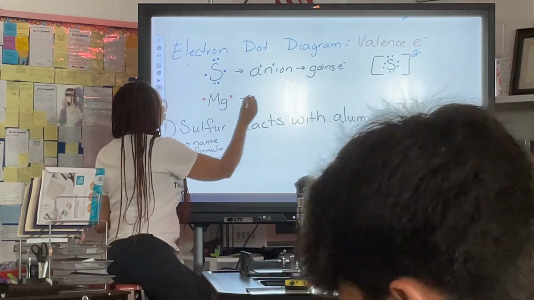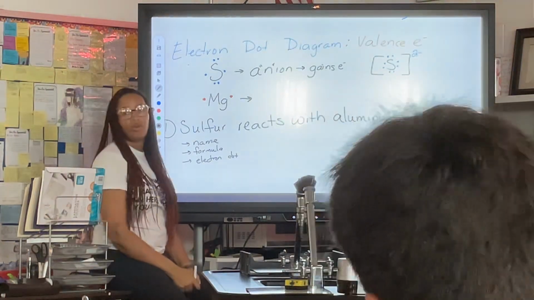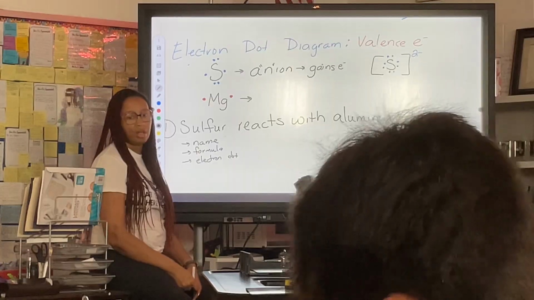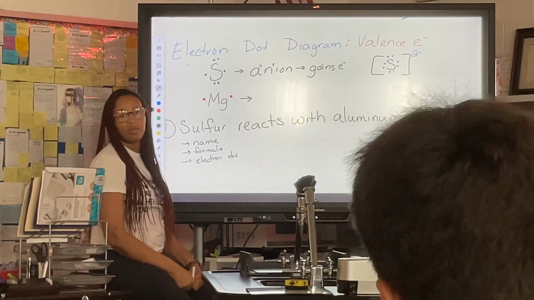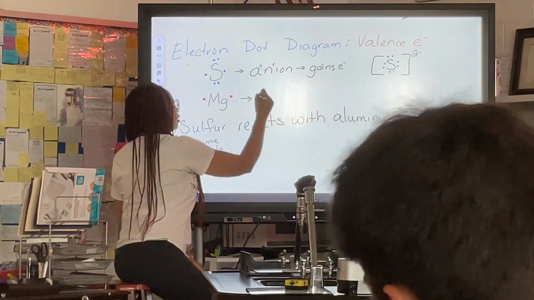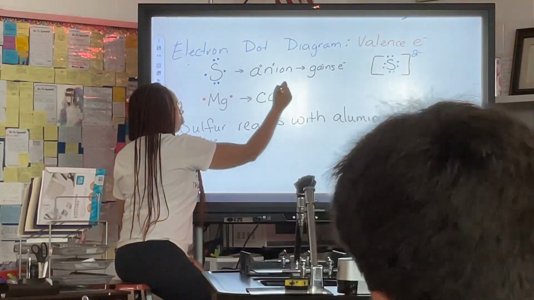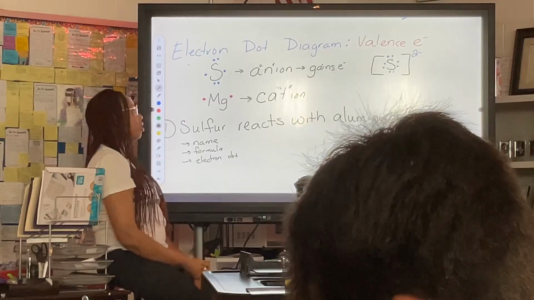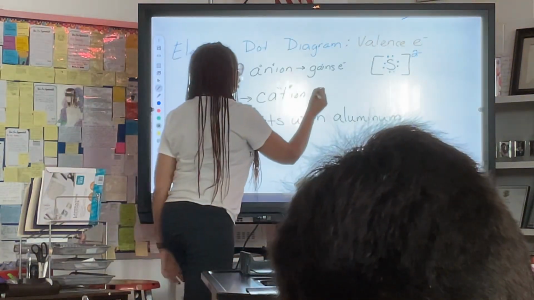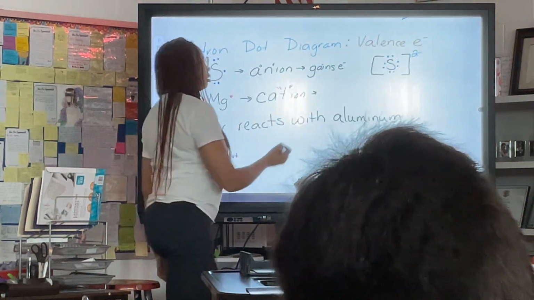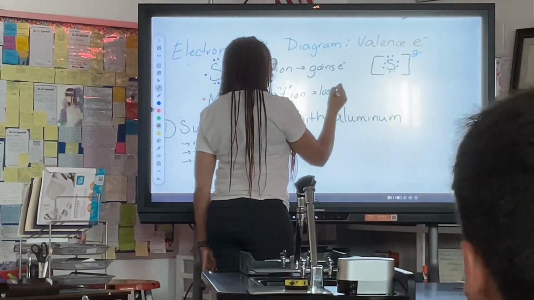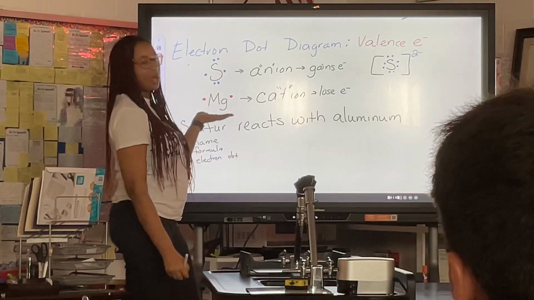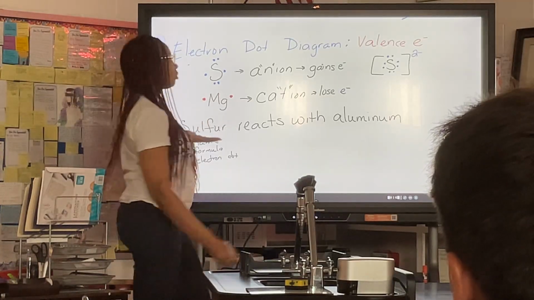Let's do the metal. Magnesium. What type of ion does magnesium form? Is it a metal or a non-metal? Metal. What type of ion will it form? Cation. A cation, a positive ion. So it became a cation by doing what? Losing or gaining electrons? Losing. It becomes less negative. So it loses valence electrons. How many valence electrons does it have to lose? 2.